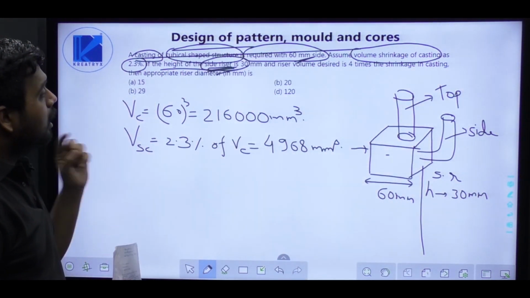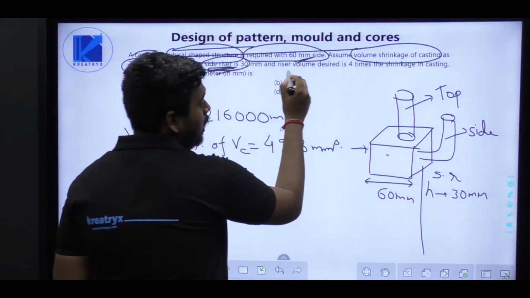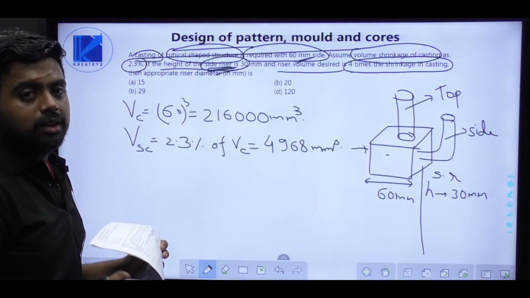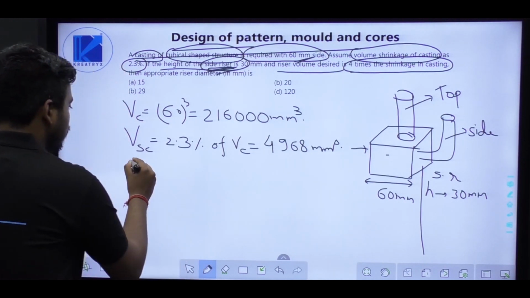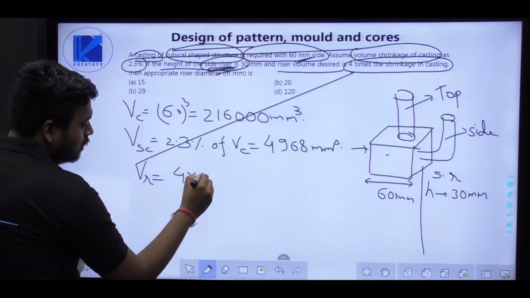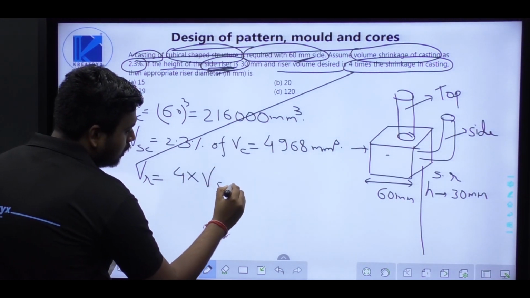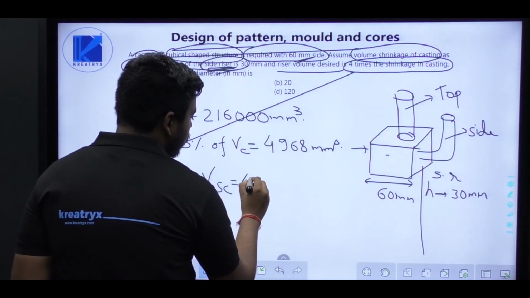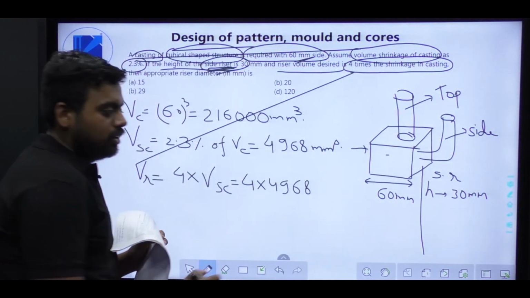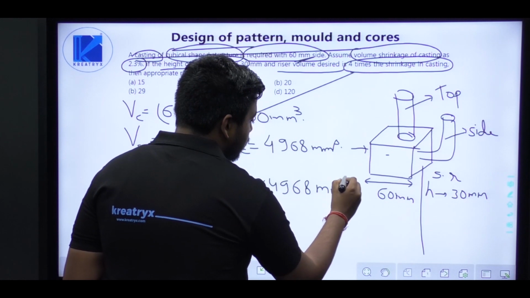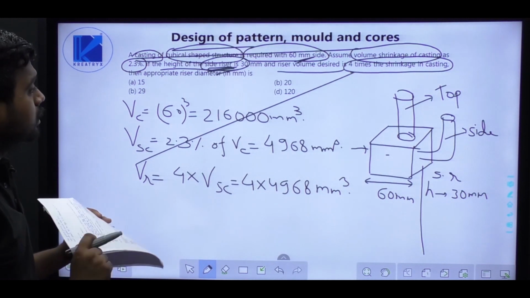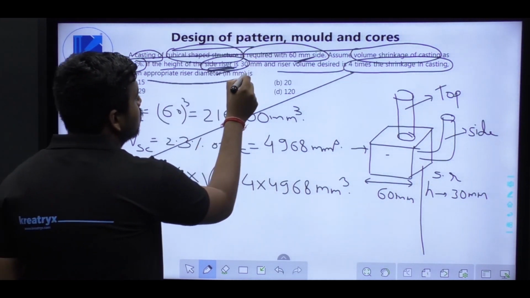Now what they are further saying is the riser volume desired. The desired riser volume is 4 times the shrinkage in casting. So VR, the riser volume, is basically 4 times the shrinkage volume in casting, which equals 4 into 4968. So this is the riser volume. Now they are saying then the appropriate riser diameter is.